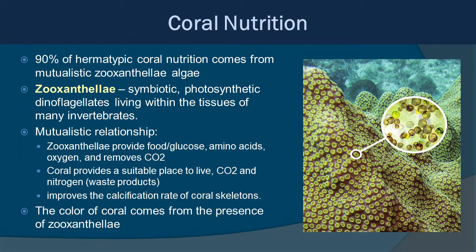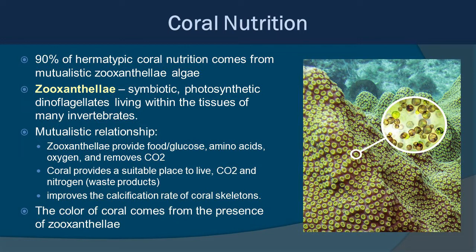What we know so far is that the zooxanthellae provide food for the coral. That seems obvious, right? They go through photosynthesis and they provide glucose and amino acids, and as a byproduct, they provide oxygen. They also remove CO2 because that's, again, part of the process of photosynthesis.